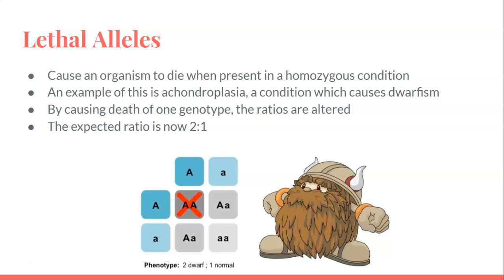An example of this is achondroplasia, which causes dwarfism. If you're homozygous dominant for this, it's lethal. And so because of that, you would get rid of that genotype, right? Because it's lethal, so it doesn't happen. That's not a viable offspring because you would not have an offspring survive that genotype. So because of that, the ratios are altered. Instead of having a 3-to-1 ratio, you would have a 2-to-1 ratio where 2 of your offspring would show dwarfism and 1 would not show dwarfism.